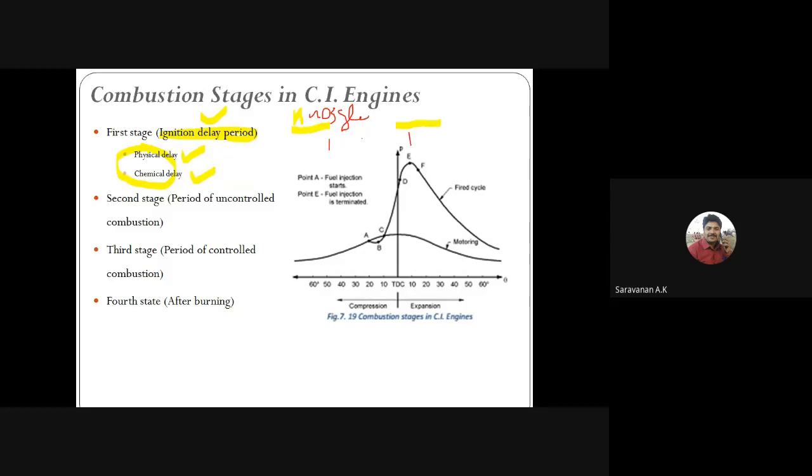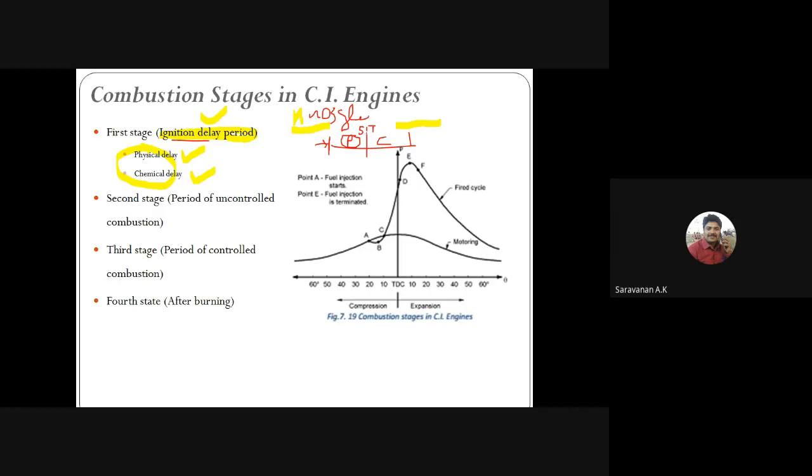The time period is called the ignition delay period. The ignition delay period has to be divided into two terms: one is the physical delay and the other is the chemical delay. What is the physical delay? Once the fuel comes out from the nozzle and attains the self ignition temperature, that time period is called physical delay.